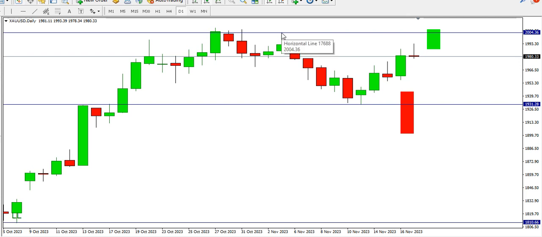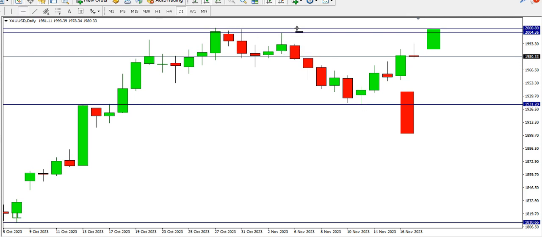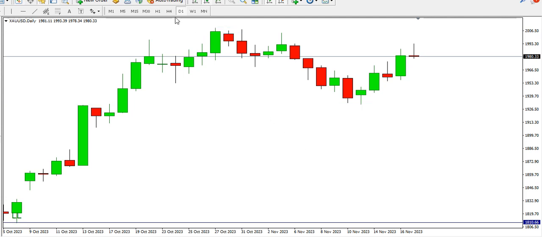This is a structural level, this is another structural level. Don't forget, this is another structural level. This is another structural level for us to know where price is going. So that's that for the daily time frame.